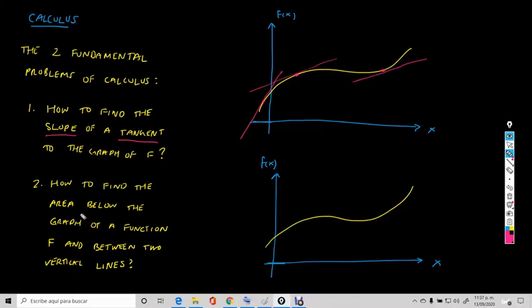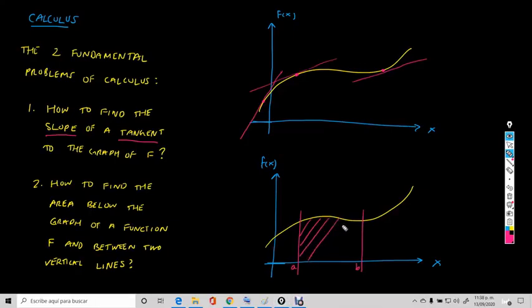The second problem of calculus is this: how to find the area below the graph of a function f and between two vertical lines. What does that mean? Same idea, having here a graph of a function f, okay, and let's suppose that I want you to find the following. I'm going to draw two vertical lines. Let's say one over here. This is number A, right here in the x-axis, and another vertical line here that cuts the x-axis at the number B. Perfect. Now, what if I wanted you to find the area below the graph of f, below and between these two vertical lines? What I mean is this area.